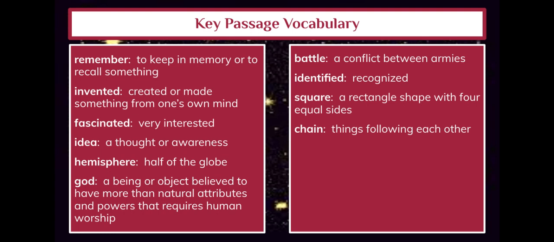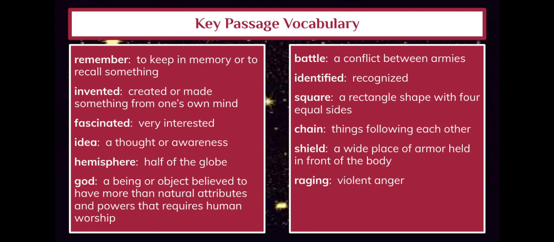Chain means things following each other. Shield is a wide piece of armor held in front of the body. Raging refers to violent anger. Visible means able to be seen. And represents means stands for something.